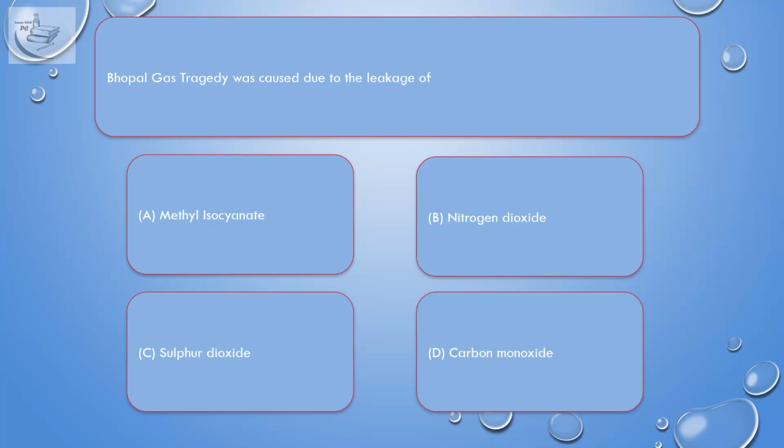Question: Bhopal gas tragedy was caused due to the leakage of A. methyl isocyanate, B. nitrogen dioxide, C. sulfur dioxide, D. carbon monoxide. Correct answer is A. methyl isocyanate.